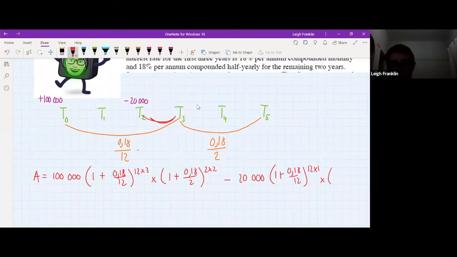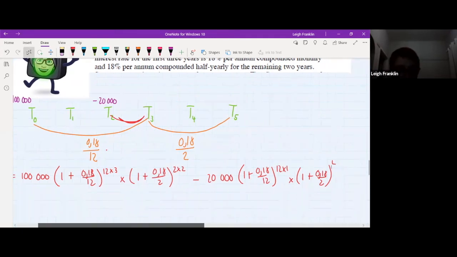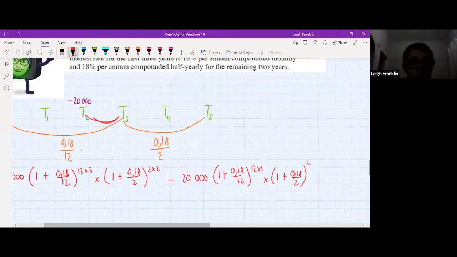But then the interest rate changes. And now it has to lose interest at the new interest rate as well. So for the remaining 2 years, that would be, let me just move this over because I'm running out of space here. That would be 4, it's 2 times 2. So let's just write that.